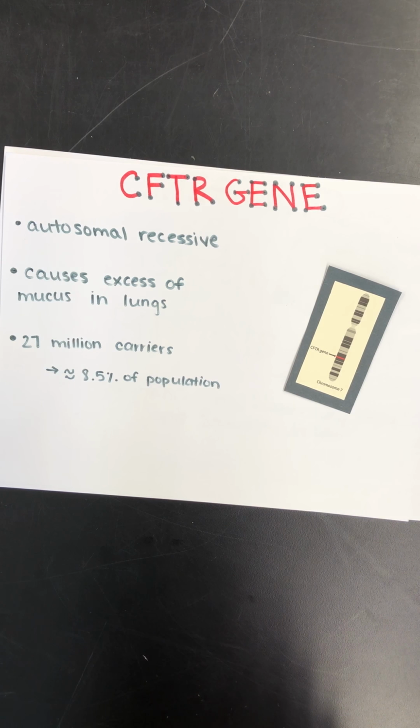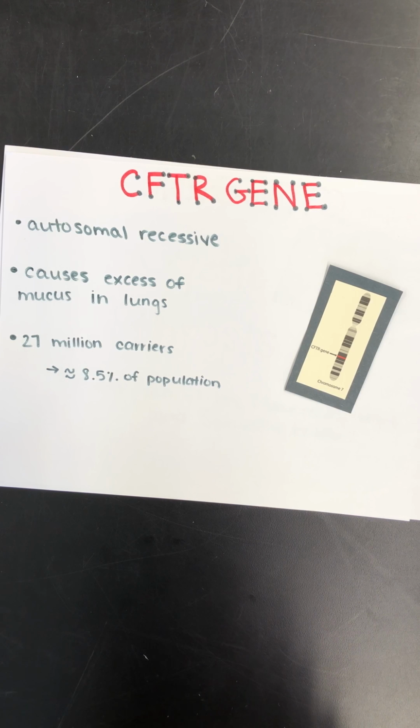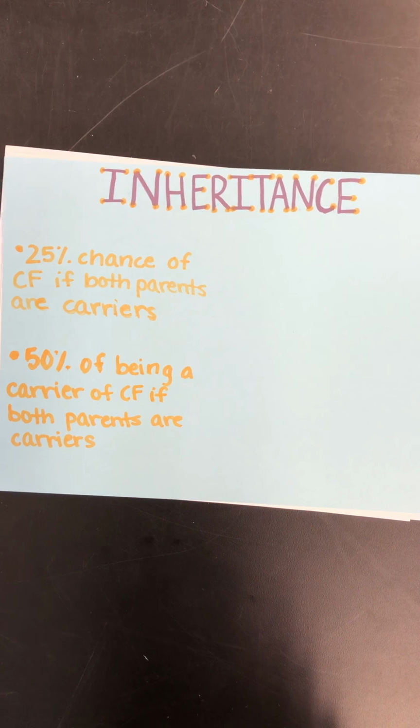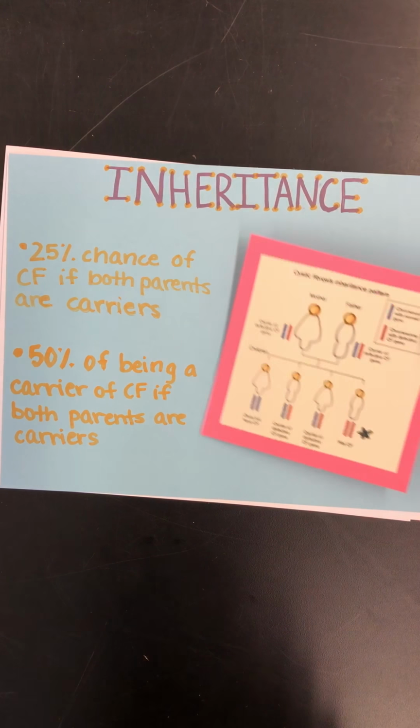It is an autosomal recessive trait, meaning that you can be a carrier of the disease and still not be affected by it. There are approximately 27 million carriers in the United States, around 8.5% of the overall population. In order to have cystic fibrosis, you must receive the affected allele from both parents, not just one.